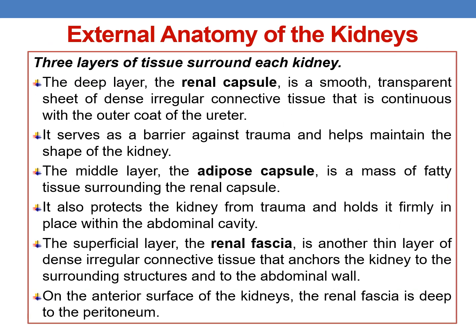Three layers of tissue surround each kidney. The first one is the deep layer, the renal capsule. It is a smooth, transparent sheet of dense, irregular connective tissue that is continuous with the outer coat of the ureter. It serves as a barrier against trauma and helps maintain the shape of the kidney.